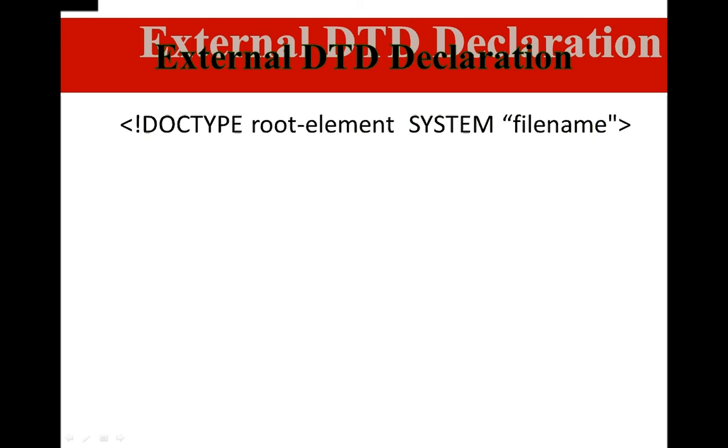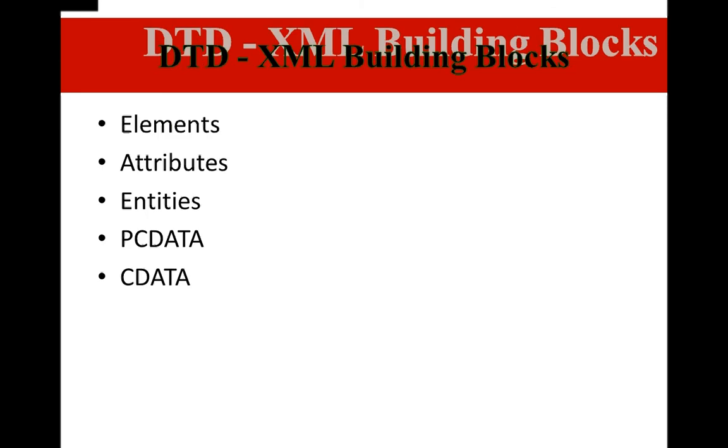These are the two different ways we can declare a DTD for any XML document. And coming to the XML document, through this DTD we can find 5 different building blocks in XML: elements, attributes, entities, PCDATA, and CDATA. Let me show you where these particular blocks exist in an XML.